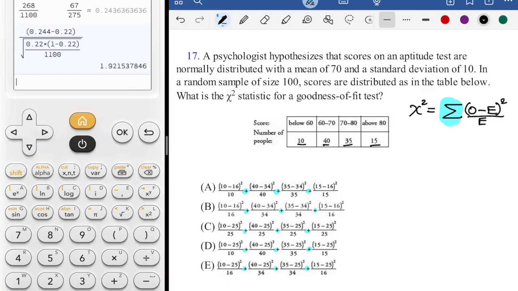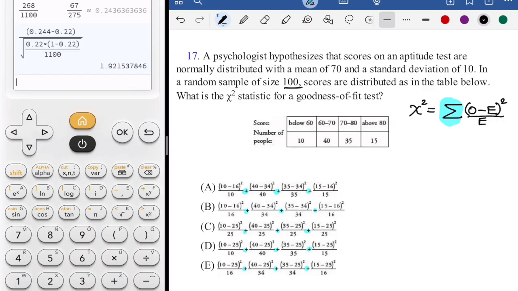This is the distribution of, so the psychologist graded a bunch of papers. I'm assuming that there's some sort of IQ test or whatever. They say aptitude test, not sure what that means. But 10 individuals out of the 100 got a value less than 60. 40 got somewhere between 60 and 70, 35, 70 to 80, and the remaining 15 got above an 80. All right, the first thing I'm going to do is check to make sure that these numbers do add up to 100, because it should account for that sample size.